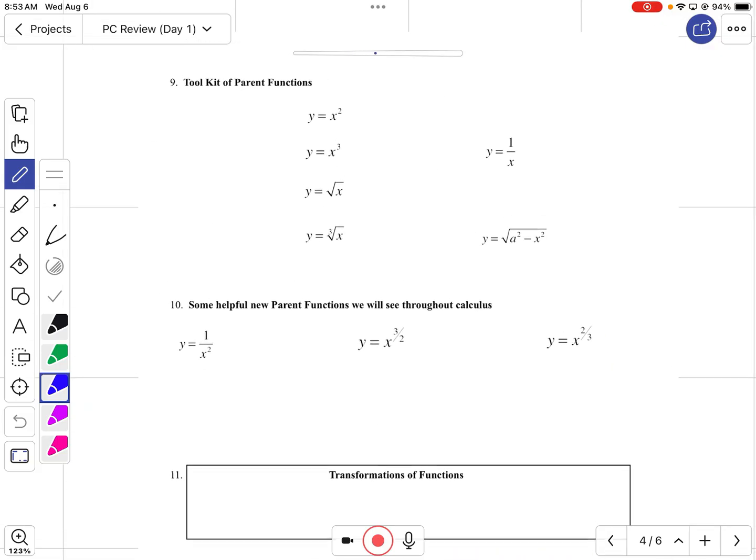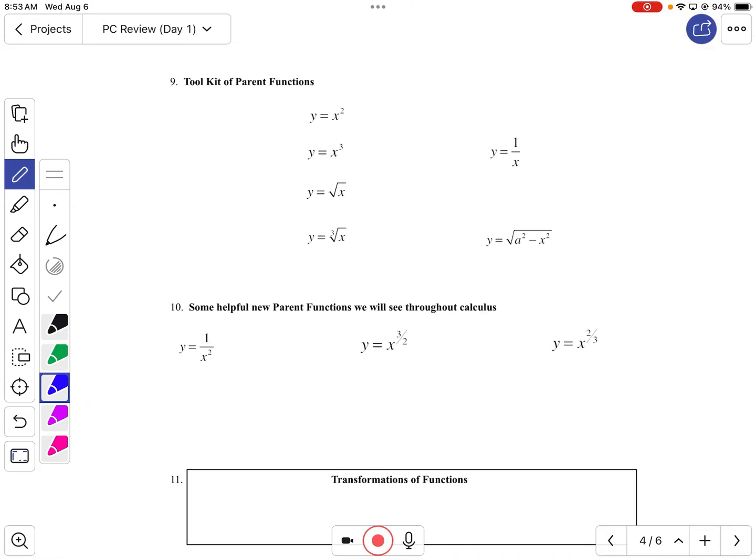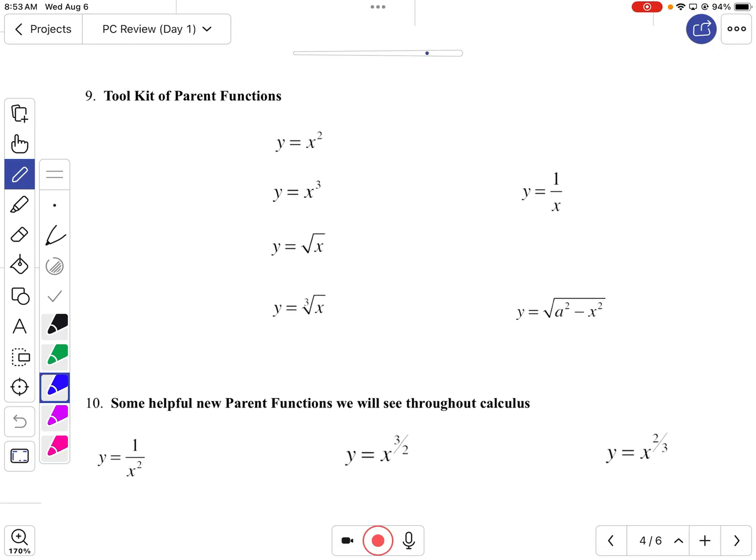All right, we got the toolkit of parent functions. I've got mine out of order. It's like, what's wrong with mine? Aha. Okay, so these are all the parent functions that we need to know. You've got to be able to just kind of work with those.